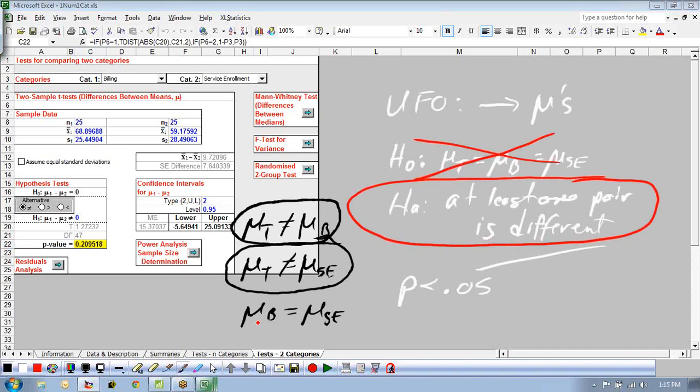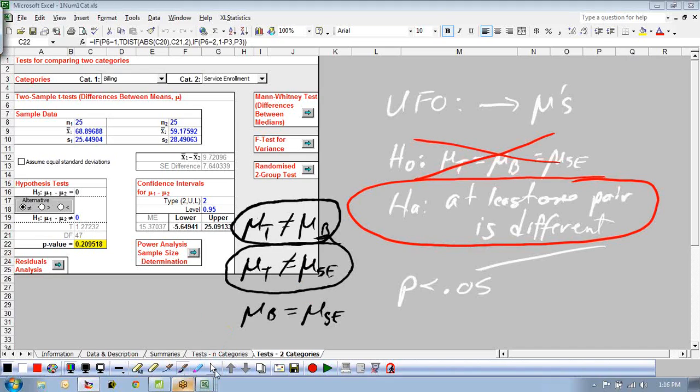So in this case, we're just going to leave that equality, and it's not something we're going to hang our hat on. So in fact, our intuition and the picture that we used before was correct: there are differences between technical and billing, and there are differences between technical and service enrollment, but no real difference in means between billing and service enrollment. At least there's not enough evidence that we can use to say that.